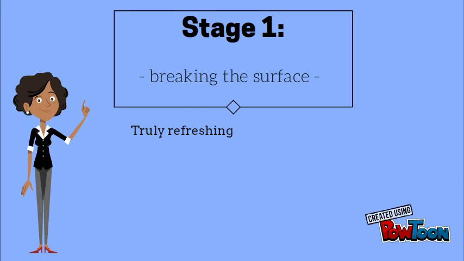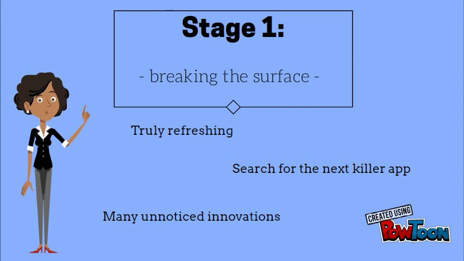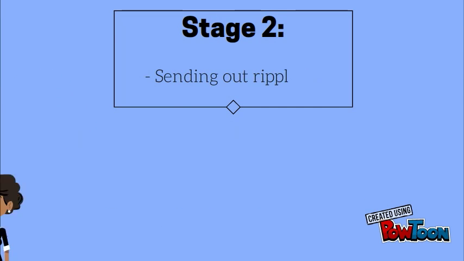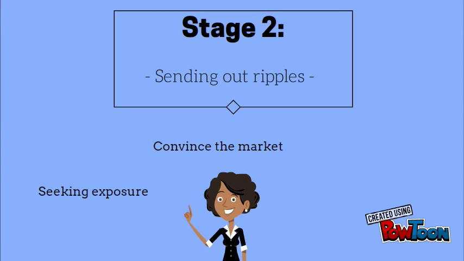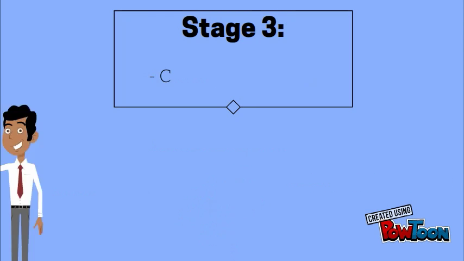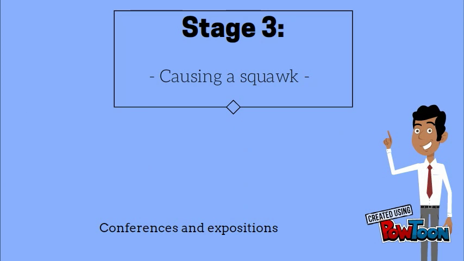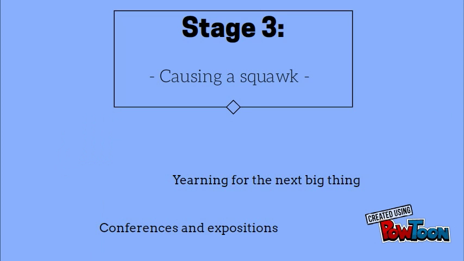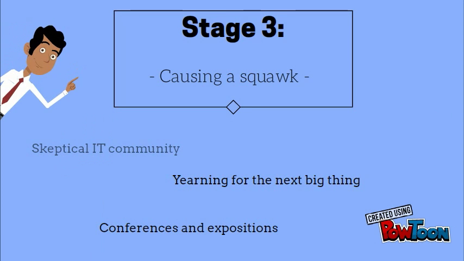Managers are often looking for the next big killer app, but the innovations are mostly small and end up going unnoticed. This is the part where you try to seek exposure and convince the market your application is truly innovating. You have to reach a wide group of consumers that are interested. Conferences and expositions are held for new products. Most leaders in the IT sector are yearning for the next big thing, and yet most of them are very skeptical of new innovations.